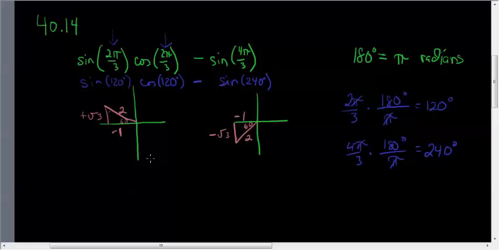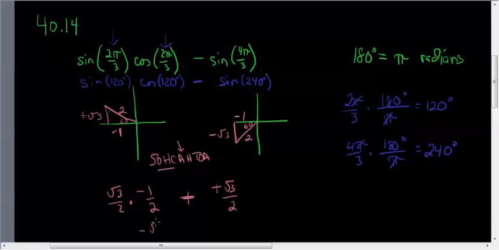So what is sine? SOHCAHTOA. Sine is opposite over hypotenuse. So for this angle, it's going to be square root of 3 over 2 times the cosine, negative 1 over 2. Cosine is adjacent over hypotenuse. So that's the sine times the cosine minus the sine of this angle. Sine is opposite over hypotenuse, so that's negative square root of 3 over 2. So minus a negative becomes plus a positive.